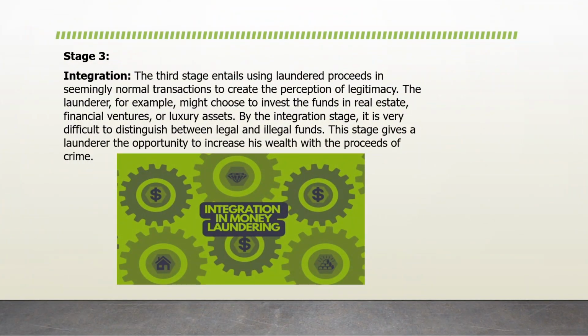Last stage, integration. The third stage entails using laundered proceeds in seemingly normal transactions to create the perception of legitimacy. The launderer, for example, might choose to invest the funds in real estate, financial ventures, or luxury assets. By the integration stage, it is very difficult to distinguish between legal and illegal funds. This stage gives a launderer the opportunity to increase his wealth with the proceeds of crime.